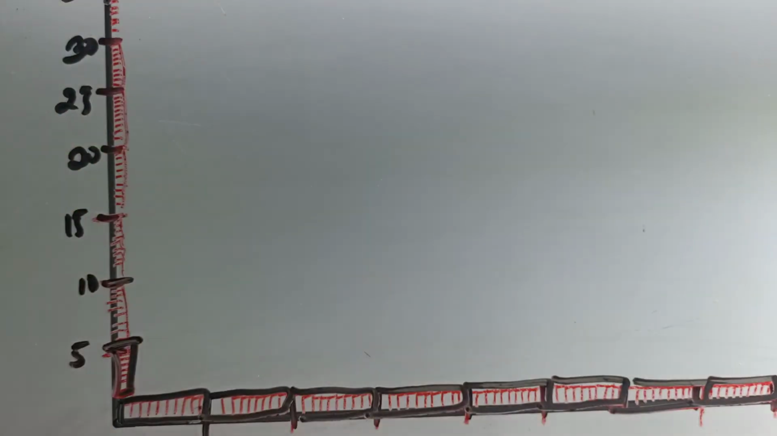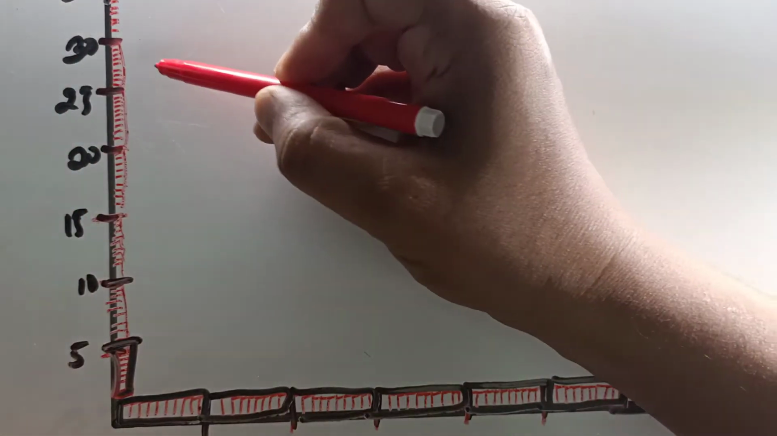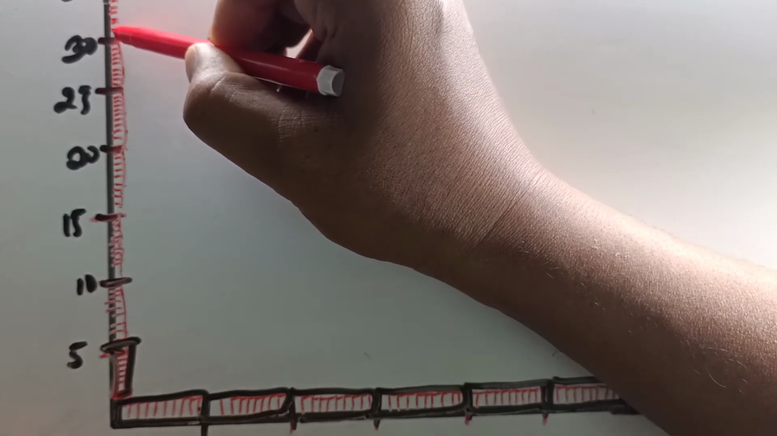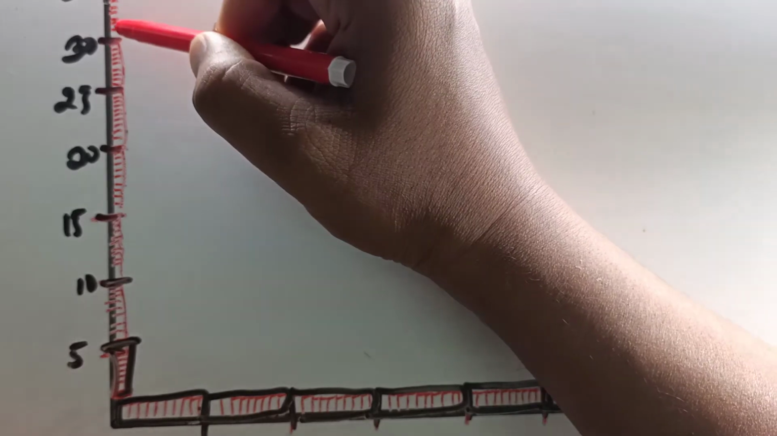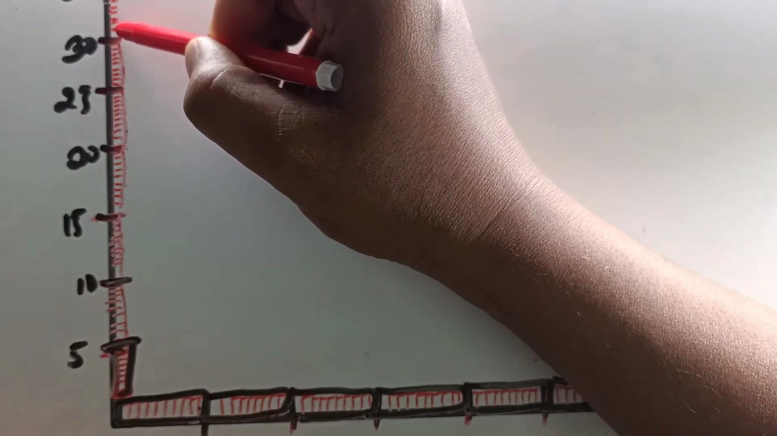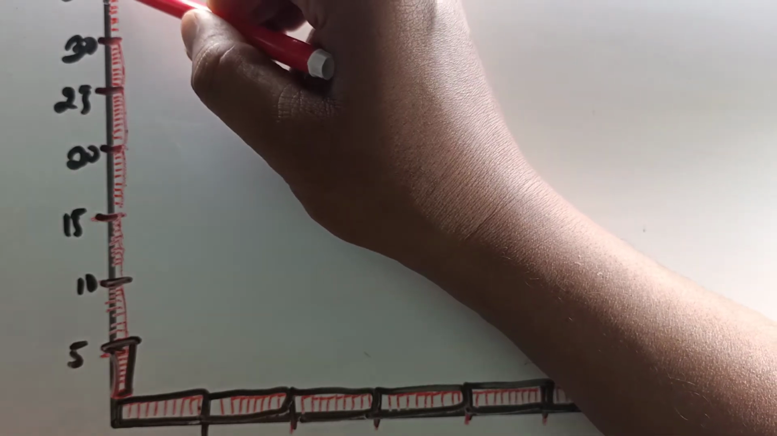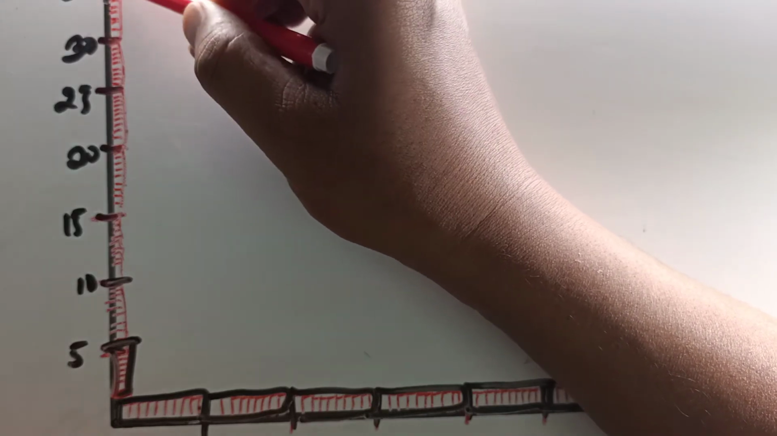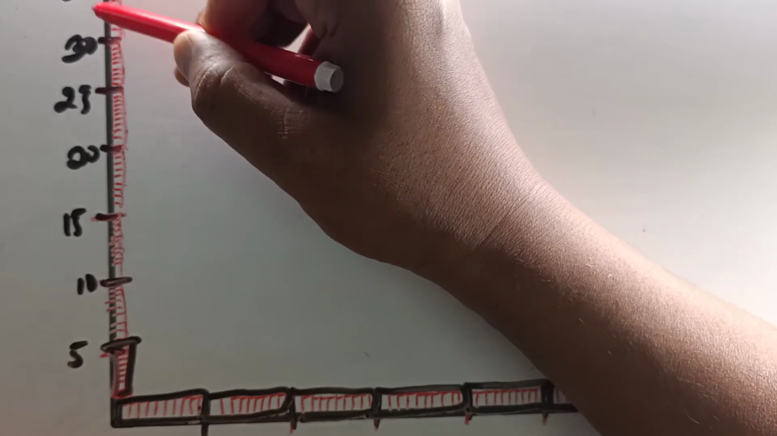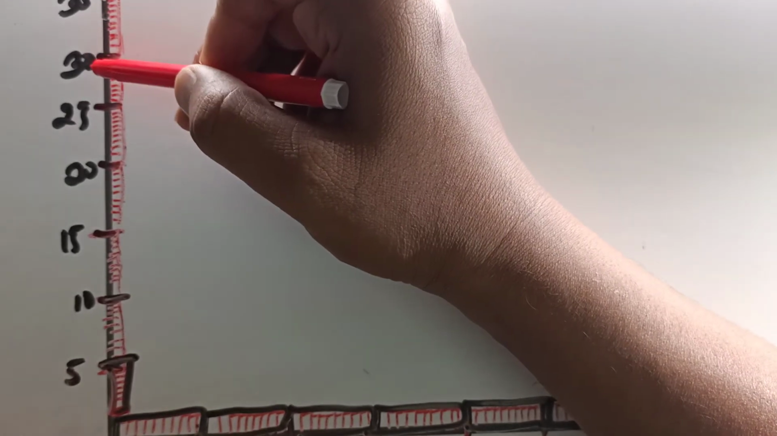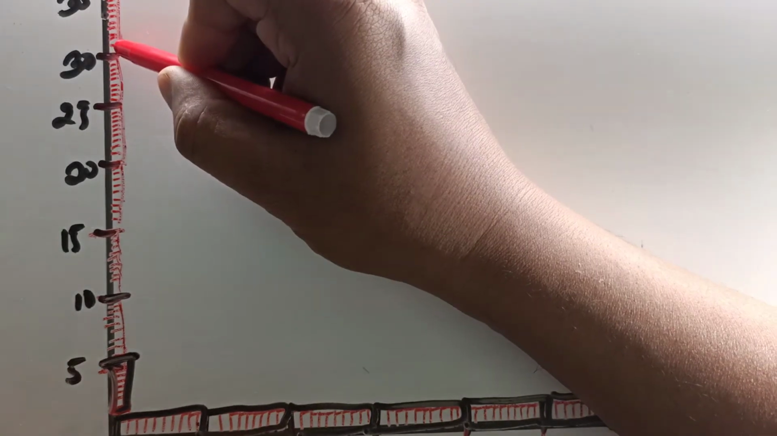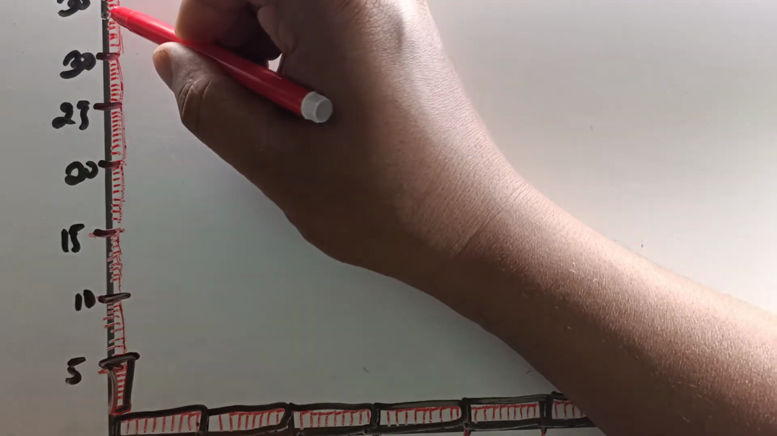reproductive health condition, 31.8. How do you find 31.8? Now you check here. 30 is this, okay? Each box will be 0.1. 30, 31, right? In this there are 10 boxes, and the difference is how much? Difference is 5, right? I hope you are able to understand.